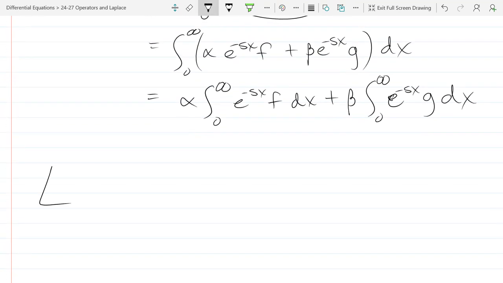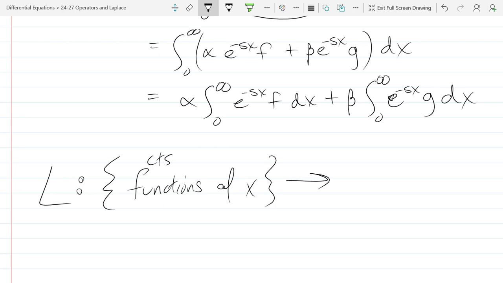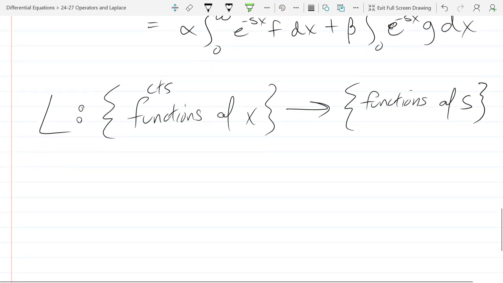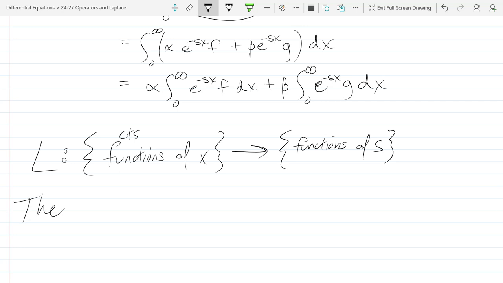Now, in general, the Laplace operator goes from the set of all continuous functions of x, well, on a certain domain, and it takes those and turns them into functions of s. So it's a little bit weird. It takes a function of x and turns it into a completely different function of s. So the Laplace transform is a one-to-one function.